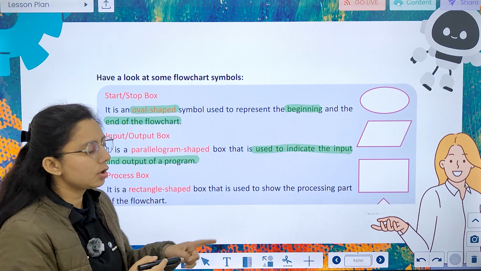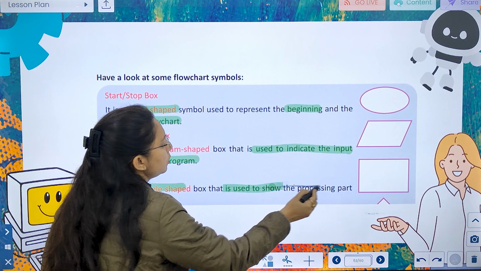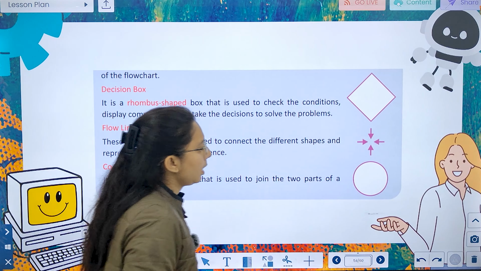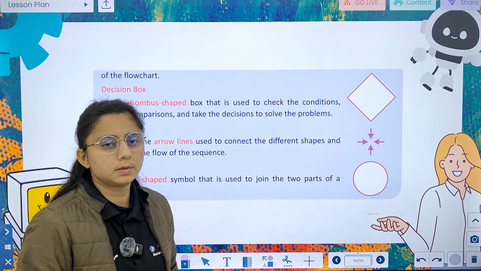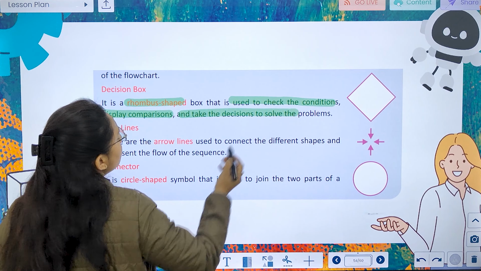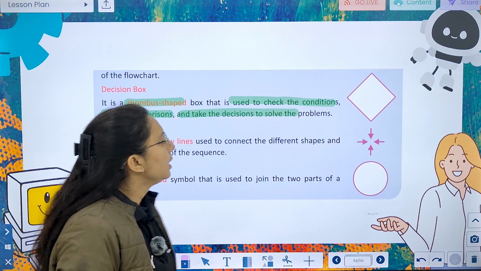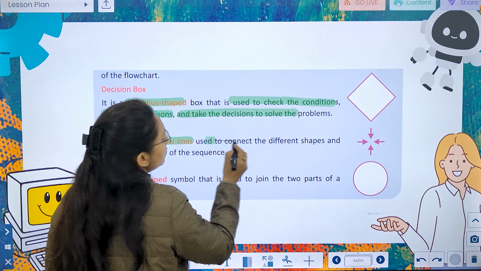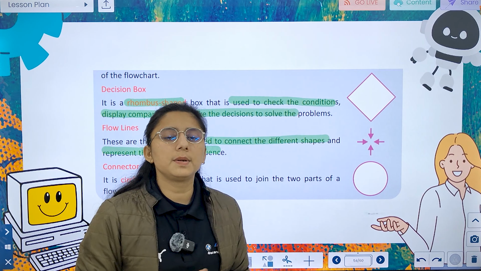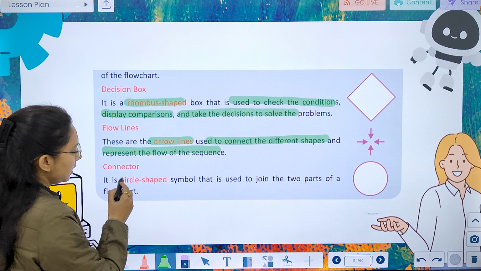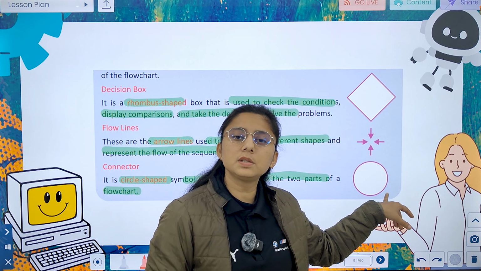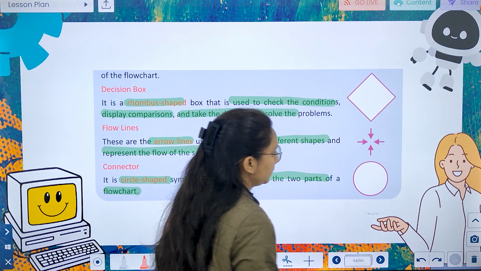Now this is your process box. It is rectangle-shaped and is used to show the processing. Now this is your decision box. That is a rhombus shape. It is used to check a condition, make a comparison, and take a decision to solve the problem. Next are flow lines. These are arrow lines used to connect the different shapes and represent the flowchart. Next are connectors, a circle-shaped symbol used to join two parts of the flowchart.